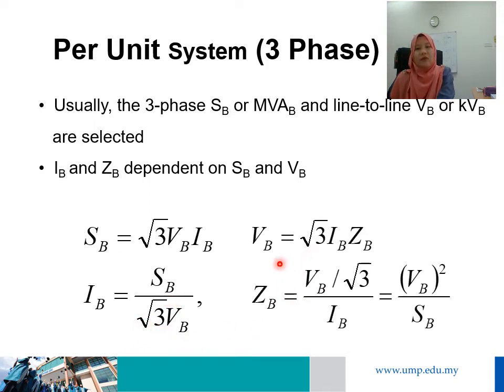And we also know that the base voltage is equal to square root of 3 I base multiplied with Z base. So the base impedance is equal to V base divided by square root of 3, divided by the base current, which is also equal to the base voltage squared divided by the base power.